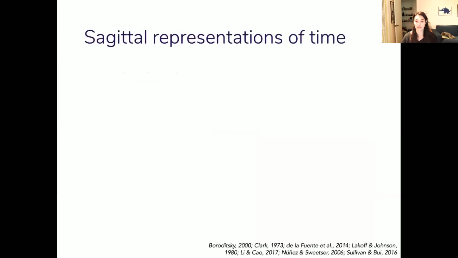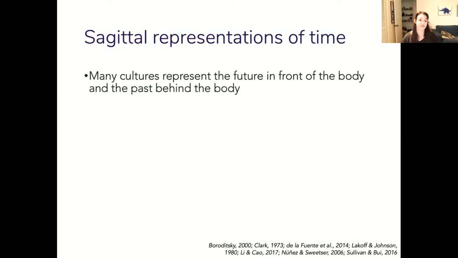A second type of representation of the passage of time occurs in the sagittal direction. So in addition to the mental timeline, which maps times onto a horizontal line with a perspective external to the body, sagittal representations map time onto the front-back axis, internal to the body, with the observer in the center of the axis. And in many cultures, the future is represented as being in front of the body and the past as behind the body. That could be consistent with locomotor experience through space and time. So as we move towards events in the future, we're also moving forward through time.